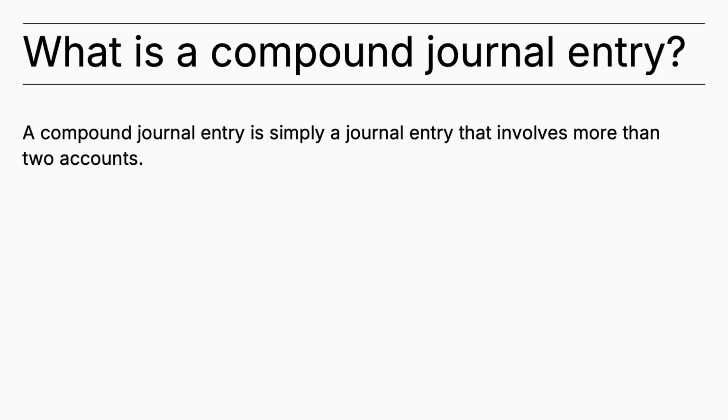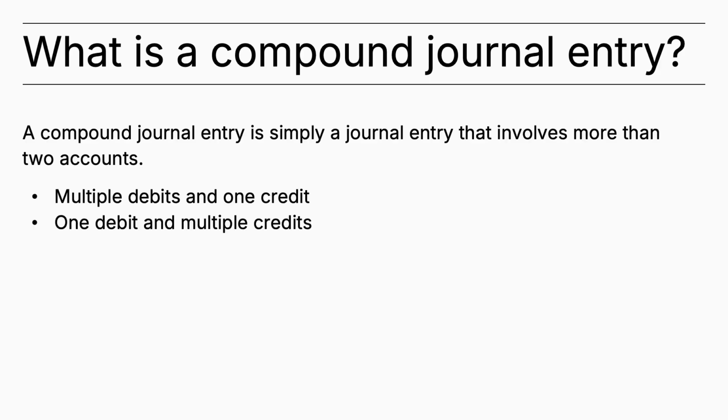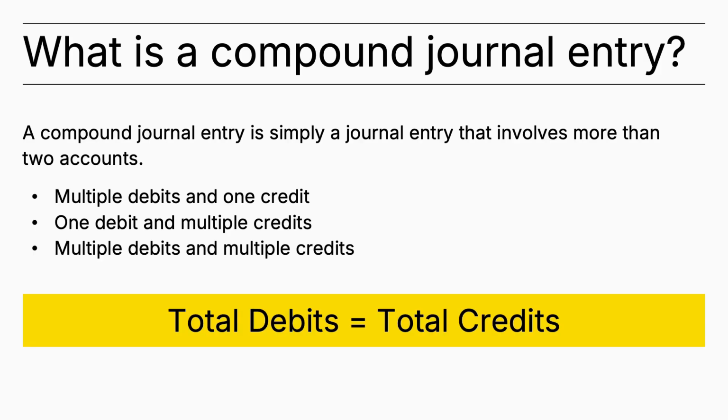A compound journal entry is simply a journal entry that involves more than two accounts. You might have multiple debits and one credit, one debit and multiple credits, or multiple debits and multiple credits. The number of accounts doesn't matter. The rule never changes: total debits must equal total credits. That's the only thing accounting cares about. If debits equal credits, your entry remains balanced. Let's compare a simple entry and a compound entry side by side.